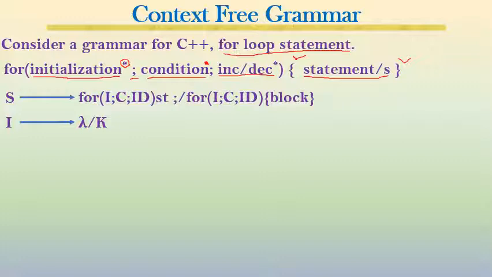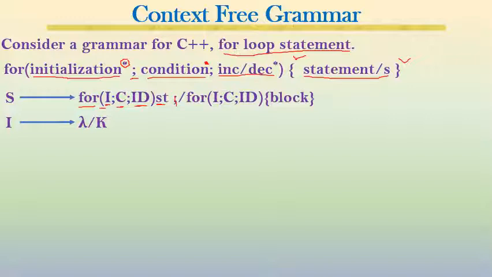statements. So the corresponding declaration will be like, S can be replaced with for, that is the keyword that must match first. Then there will be an opening parenthesis, and followed by some I that will represent initialization, then C that will represent some condition, then increment, decrement, and followed by what, ST. ST means body of the loop. Okay, and then there will be a semicolon. Okay, so this is the one option.